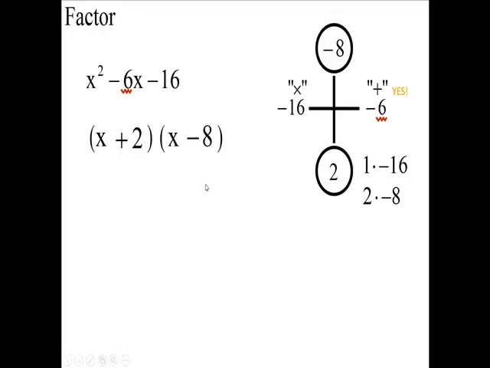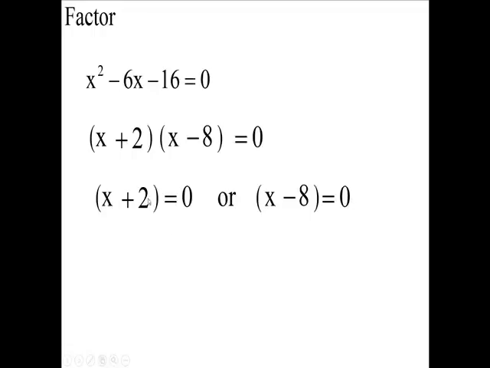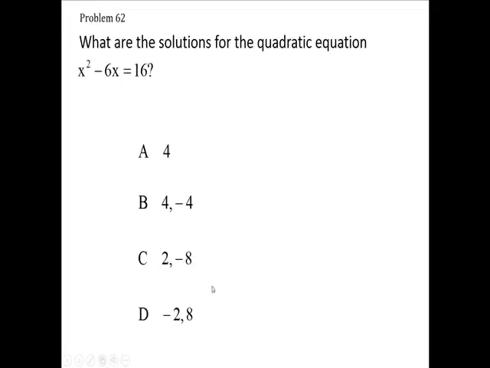All right? Now, we know originally we set that equal to 0, so the two factors equal 0. So x plus 2 is 0, or x minus 8 is 0. If x plus 2 is 0, we'll subtract 2 from both sides, and I'll get x is negative 2. If x minus 8 equals 0, I'm going to add 8 to both sides, so I can get x all by itself. The negative 8 cancels. There's your equals, and 0 plus that 8 is 8. So my two solutions are negative 2 and 8. So we would pick D.